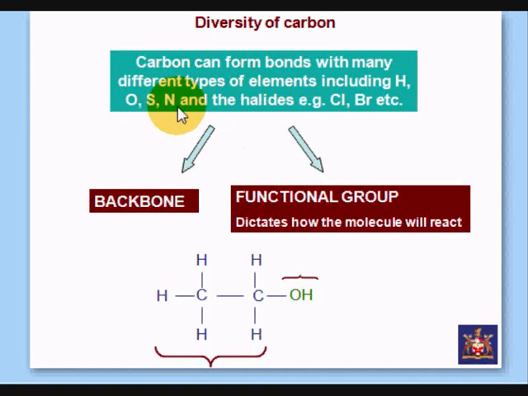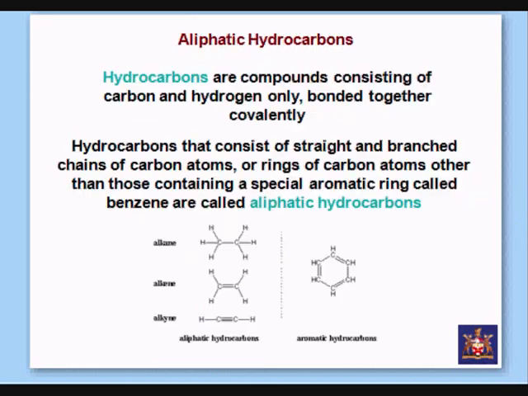So the carbon compounds are able to bond with many types of elements, with different types of elements, including hydrogen, oxygen, sulfur, nitrogen, and the halides, e.g. chlorine and bromine. Okay, so you've got the backbone structure, and then you've got a functional group just here, and this dictates how the molecule will react.